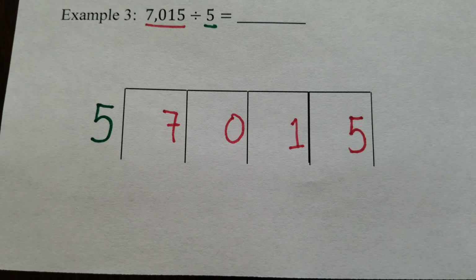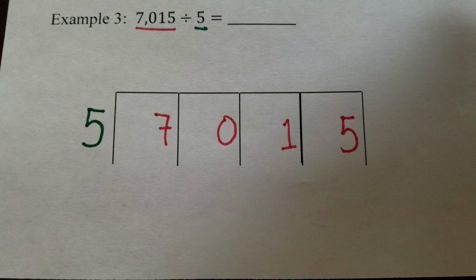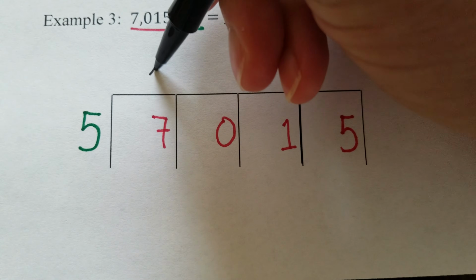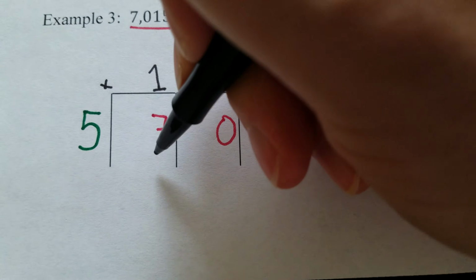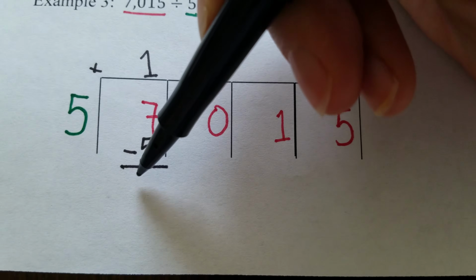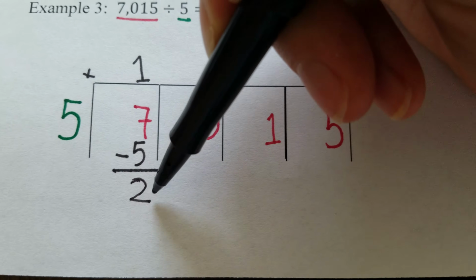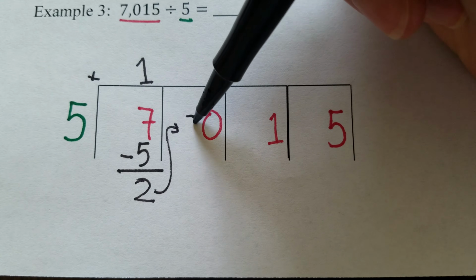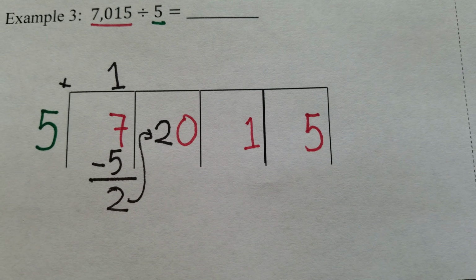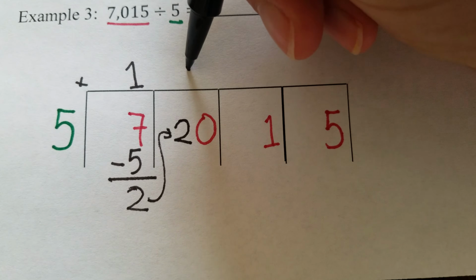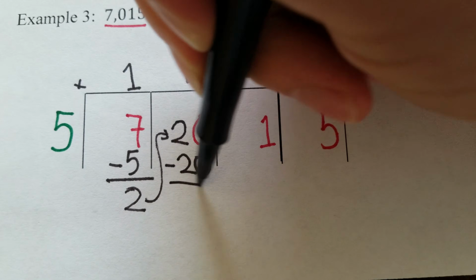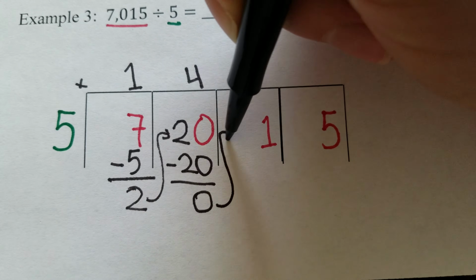And so then what should we do next? Well, we're thinking about what times 5 gets us as close to 7 without going over. Well, 1 times 5 is 5. And then we subtract, and we'll get 2. And we're going to bring the 2 up here. And then we go, what times 5 is 20 or is close to 20? Well, if we do 4, 4 times 5 is exactly 20. And we'll get 0, bring the 0 up here.